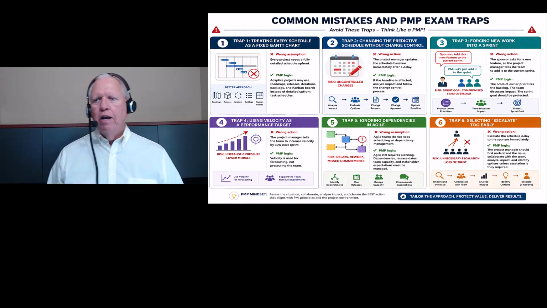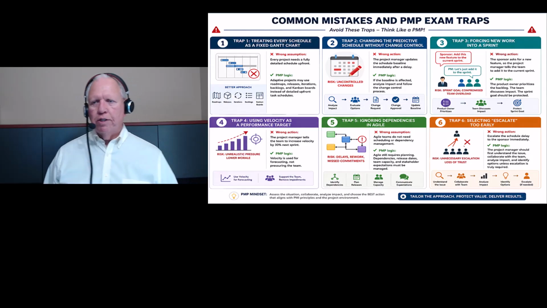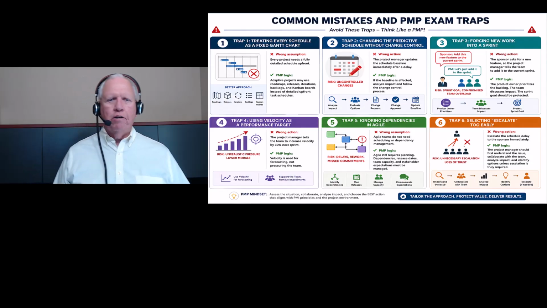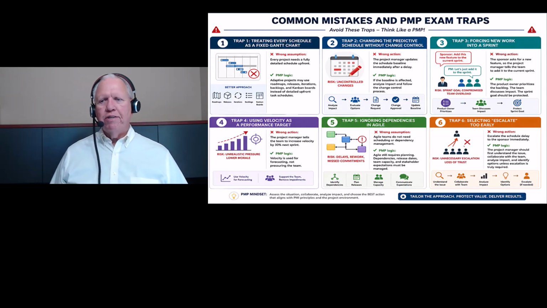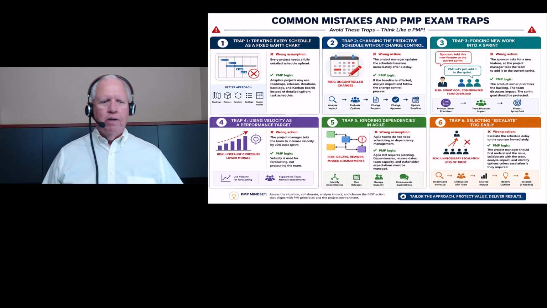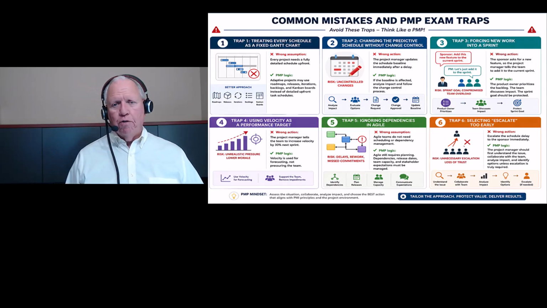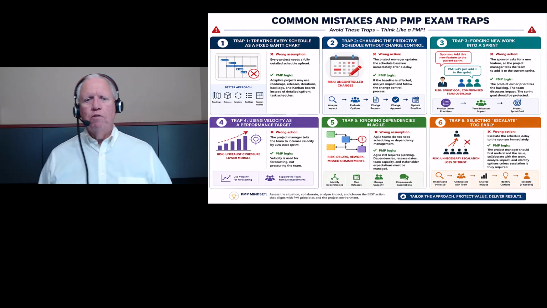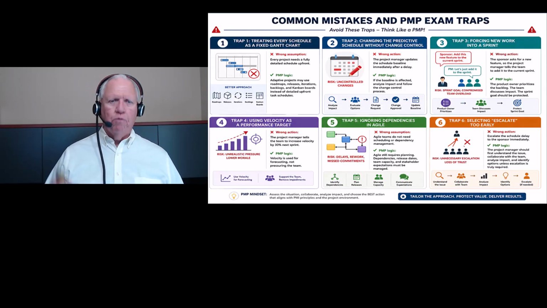Trap number three, forcing new work into a sprint. They will ask you several questions on the test about forcing new work into a sprint. That does not happen because there are no changes in that sprint. Now, in real life, we do that in many cases, but for the purpose of your test, there are no changes. The team in real life will ask the product owner and say, we're finishing up early, we've got room for a few more things, and many times the product owner and the team will work on it. But for the purpose of your test, no, there are no change orders.